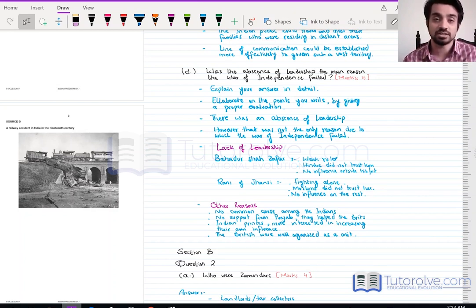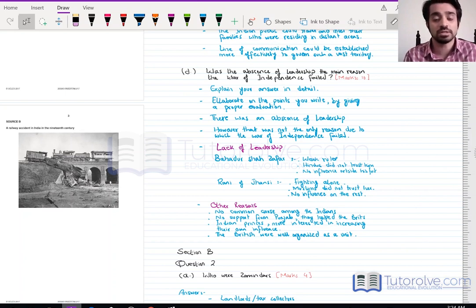There are a number of reasons, and usually, when questions like these come, there is always one simple rule to understand, that the reason being suggested in the question is not the only answer to that question. Meaning, if the question says, was the absence of leadership the main reason for the failure of the War of Independence? That is necessarily not the only answer. You cannot just simply say, yes, that was the main reason because of this, and expect 10 marks. That is a wrong way to go about it.